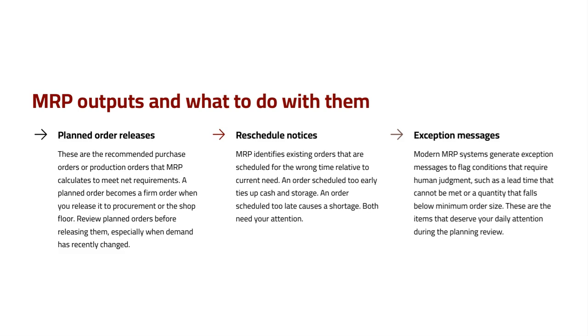Finally, there are exception messages. These are alerts generated by modern MRP systems to highlight issues needing human judgment, such as unmet lead times or order quantities below minimum size. Checking these messages daily during your planning review is critical for effective supply chain management.